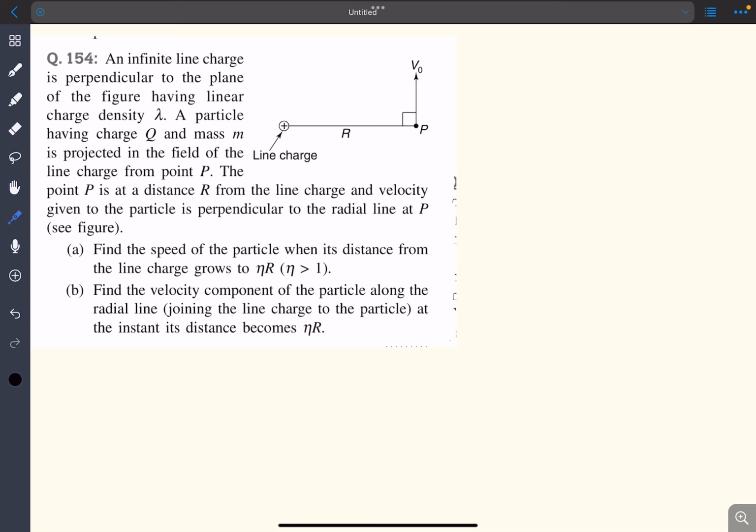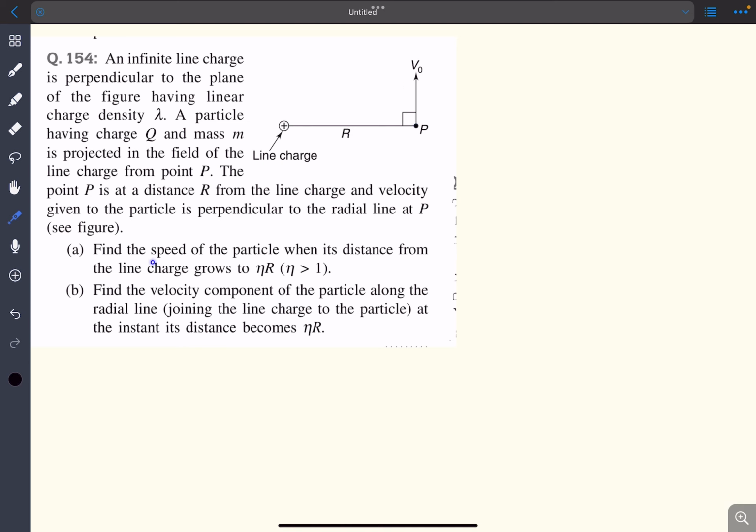In this problem, we have an infinite line charge that is perpendicular to the plane of the figure, having a charge density of lambda. A particle of charge q and mass m is projected in the field of the line charge from point P. The point P is at a distance r from the line charge, and the velocity given to the particle is perpendicular to the radial line at P.